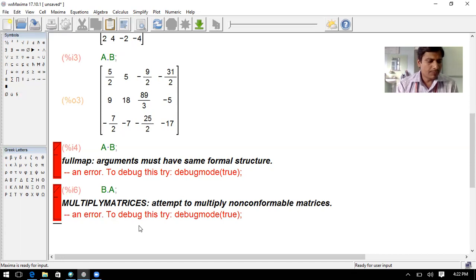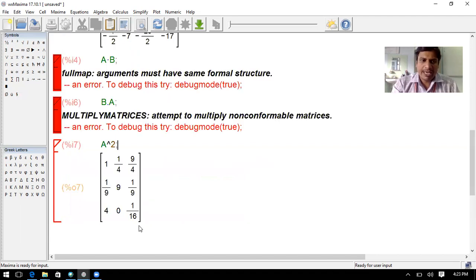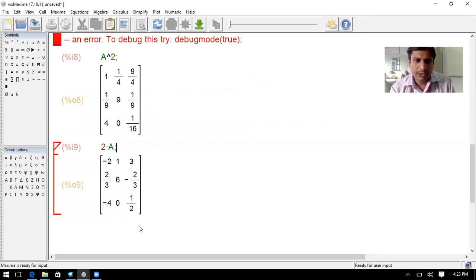Next, 3P squared minus 2P. First you take P squared. In your textbook it is given as P, but I take A. That's why A square, A cap of 2, that is A square, then semicolon, shift enter. This is the A square value. We want 2P, that is 2 star of A, which means 2 is multiplied to the A matrix, that is 2A.